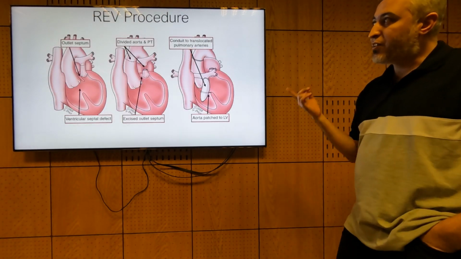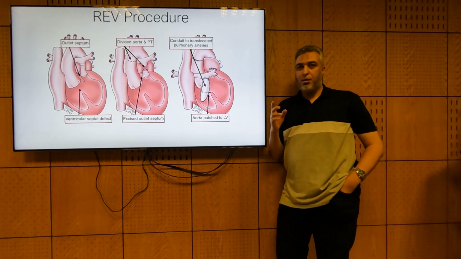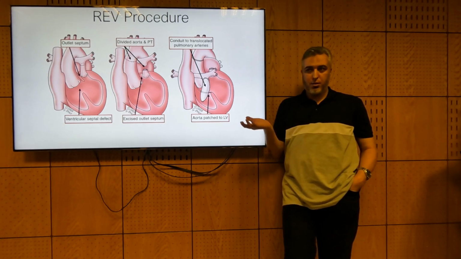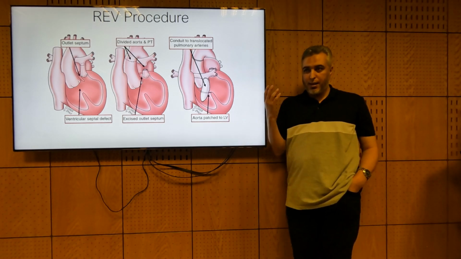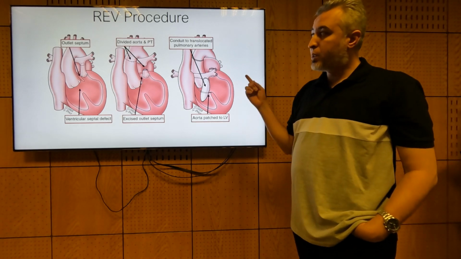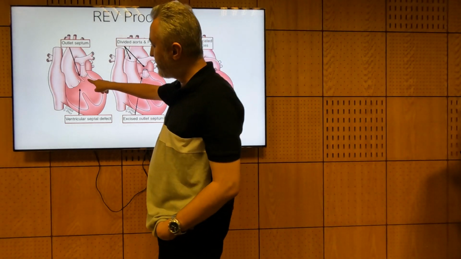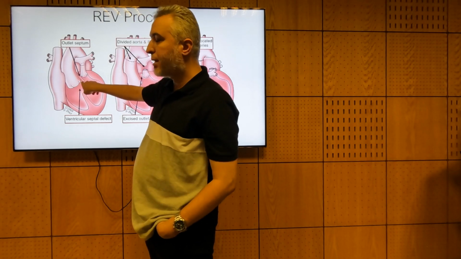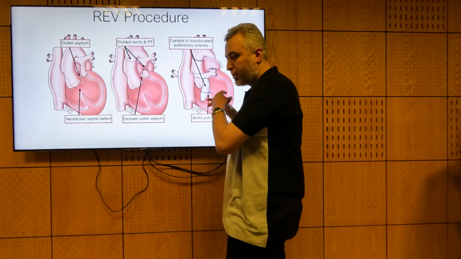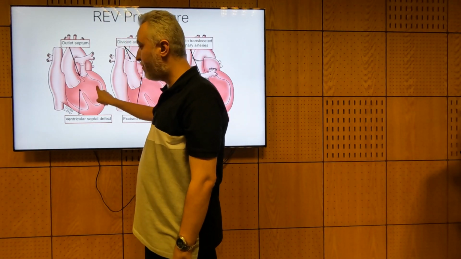The REV procedure is very, very similar to the Rastelli. REV is réparation à l'étage ventriculaire, which is repair at the ventricular stage. So it is, again, conceptually very similar to the Rastelli, but without using a conduit. Here it was very well described that the conal septum is excised in the REV. People started doing that in the Rastelli also, but it was first described in the REV, so that you get unobstructed flow from the LV to the aorta.